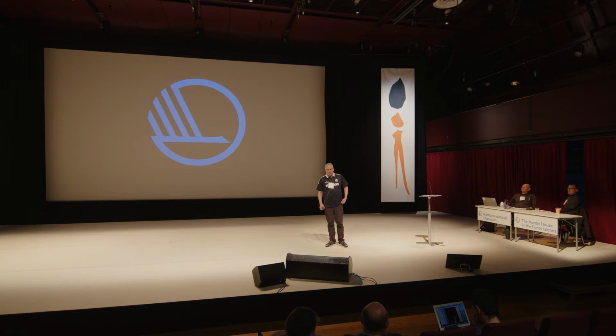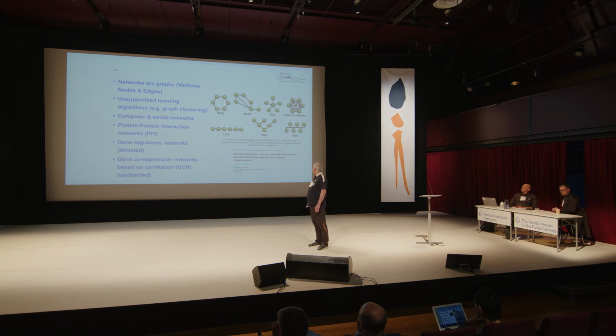Okay, but, well, networks, I just continue. Networks are, in principle, graphs, right? Graphs consist of vertices or nodes and edges, and when they are graphs, we can use graph theory to analyze them. And they can be used for unsupervised learning, for example, for graph clustering, okay?